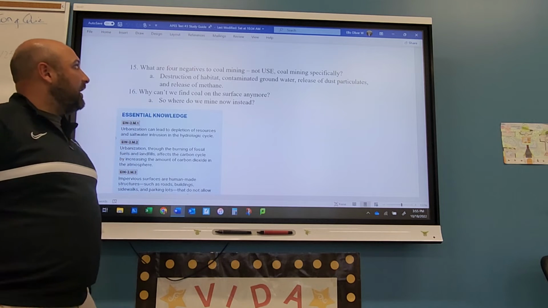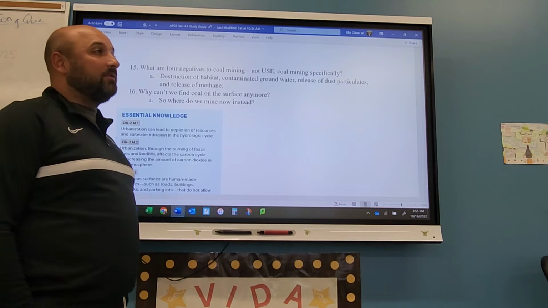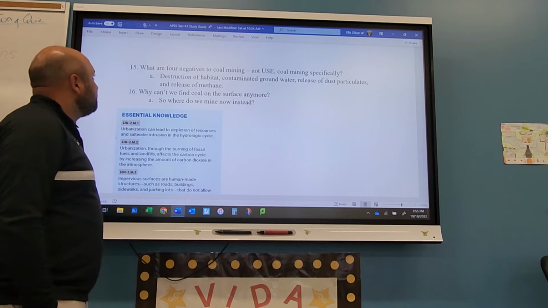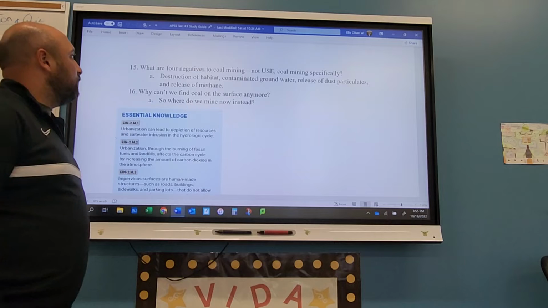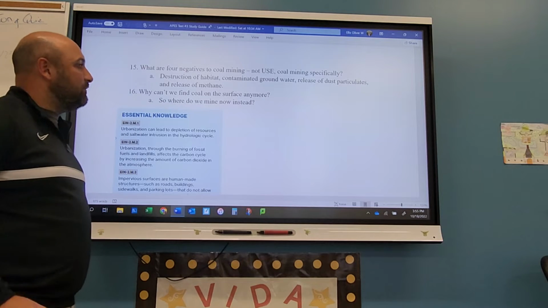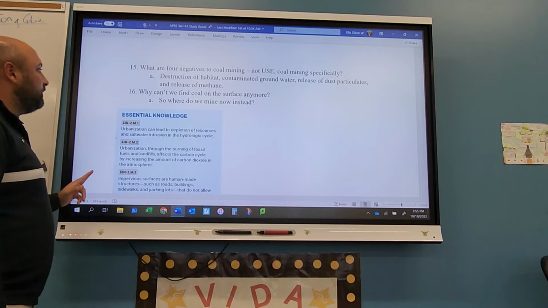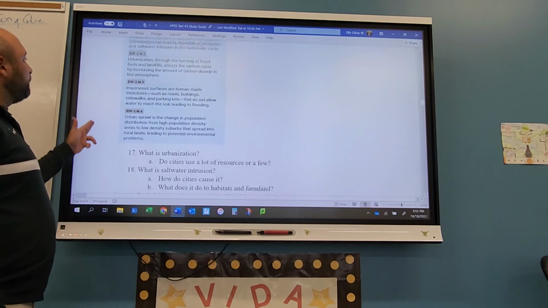And release of methane. Methane, we know, is a greenhouse gas, a really potent greenhouse gas, 20 times stronger than carbon dioxide. Why can't we find coal on the surface anymore? Because we've just dug it all up, right? So now we have to mine deep down, and that's what's causing a lot of problems for our miners, is having to mine so deep and so dangerously.